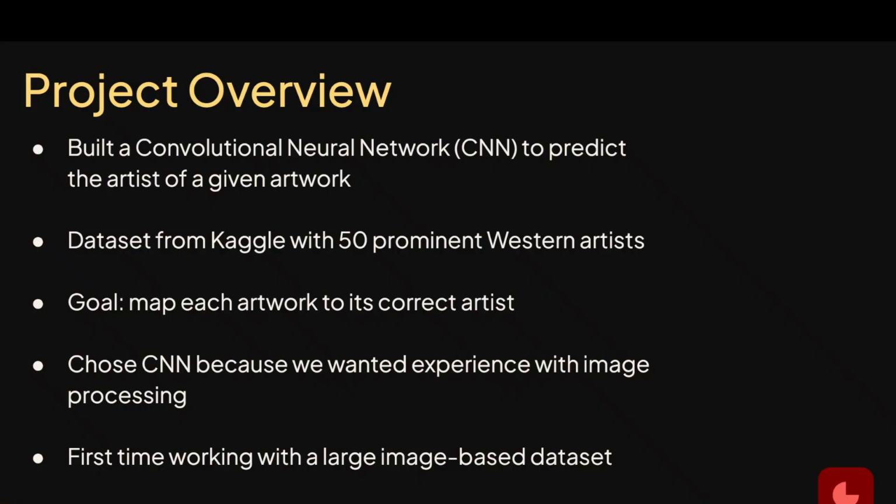For our assignment 2, we decided on creating a convolution neural network that could predict the artists associated with a given artwork. We chose this particular model because we have not tried image processing in this class, and we were interested in learning more. We found a dataset on Kaggle that contained 50 different prominent Western artists, and we had the goal of creating a model that could map the correct artwork to each respective artist.